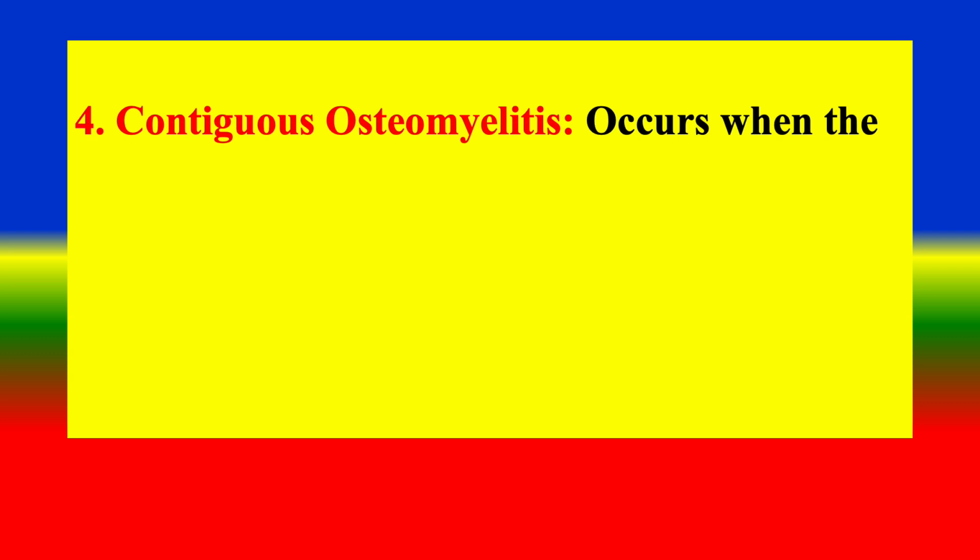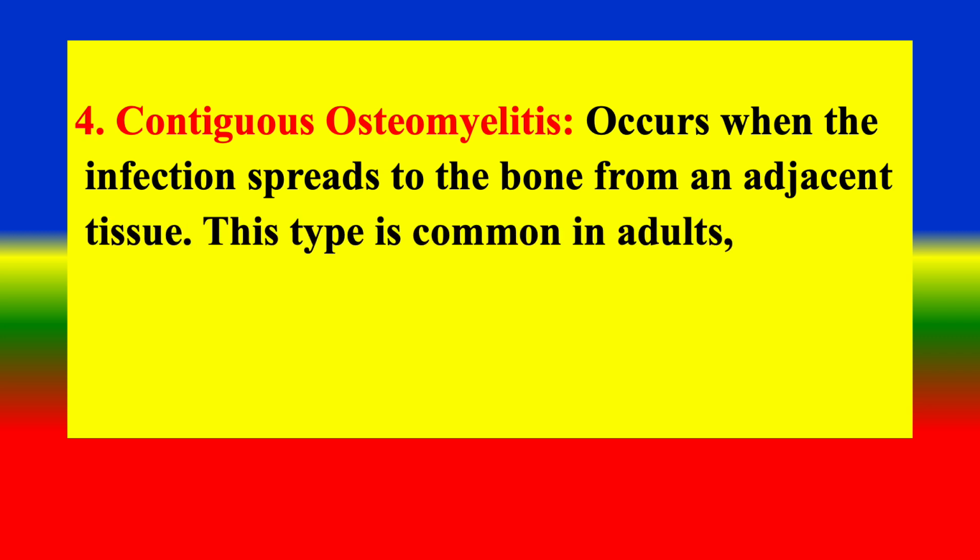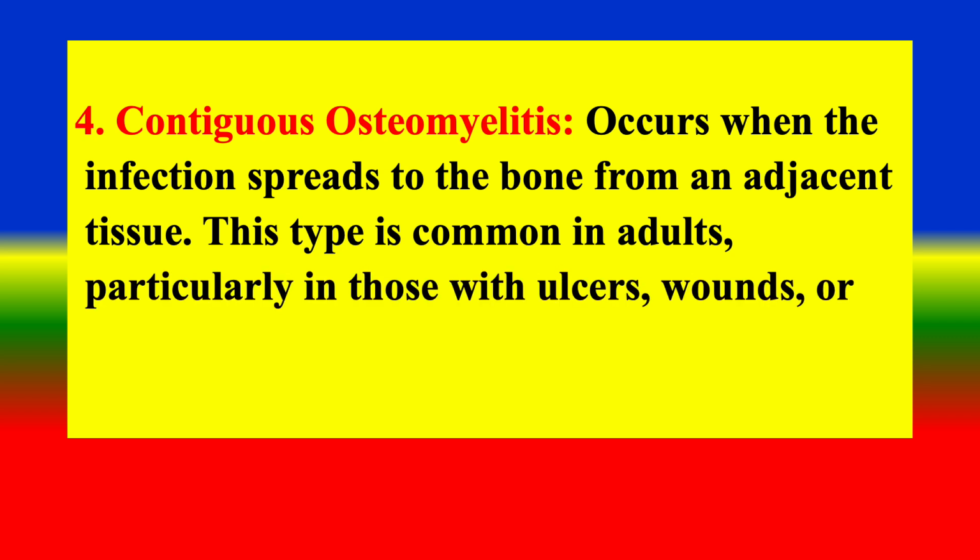4. Contiguous osteomyelitis occurs when the infection spreads to the bone from an adjacent tissue. This type is common in adults, particularly in those with ulcers, wounds, or surgical infections.